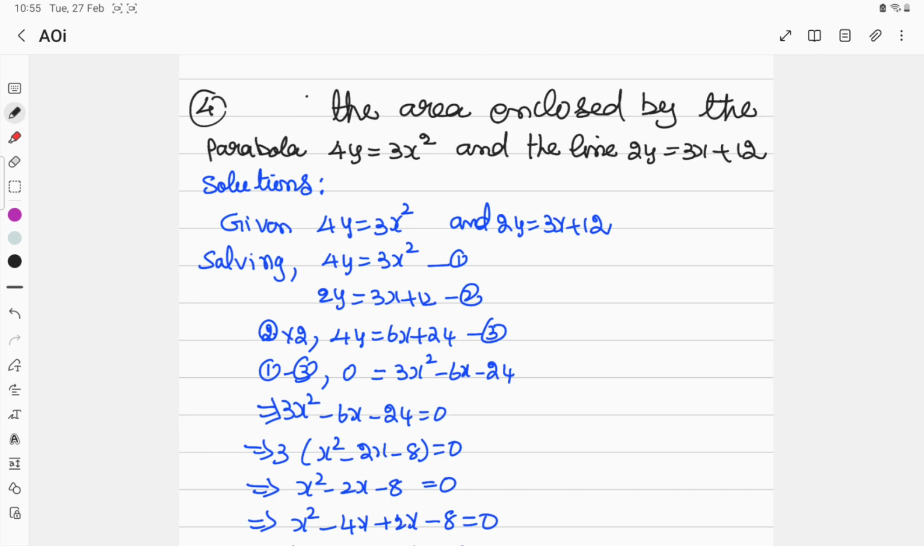Find the area enclosed by the parabola 4y = 3x² and the line 2y = 3x + 12. So here also, one parabola and a straight line.